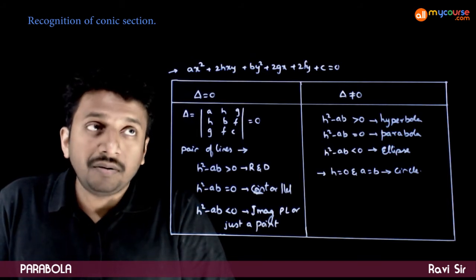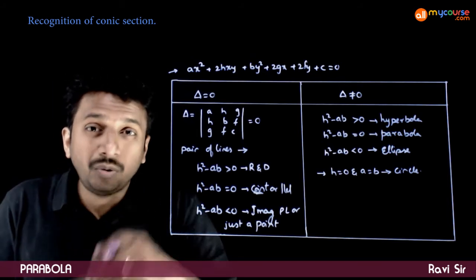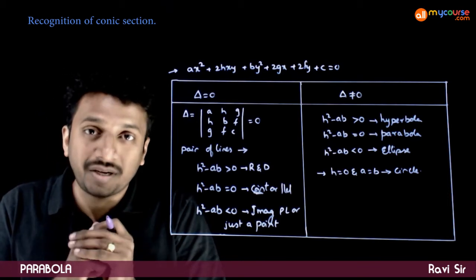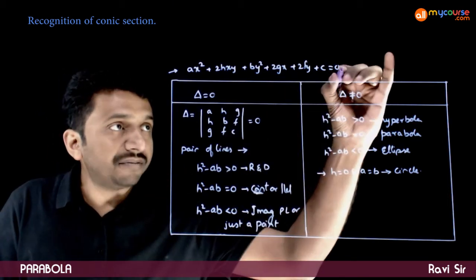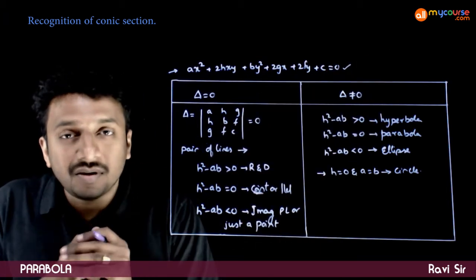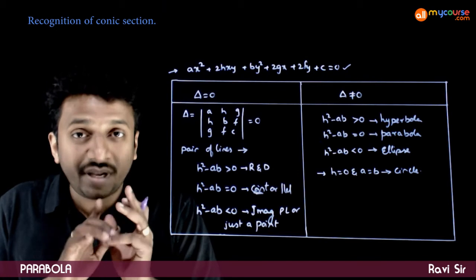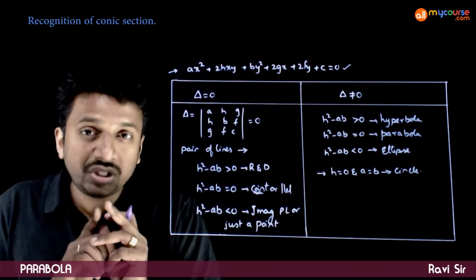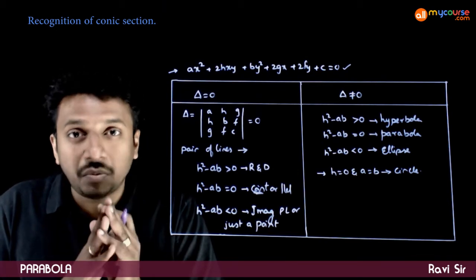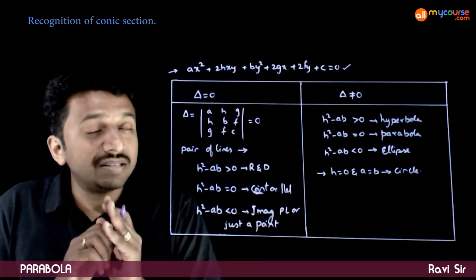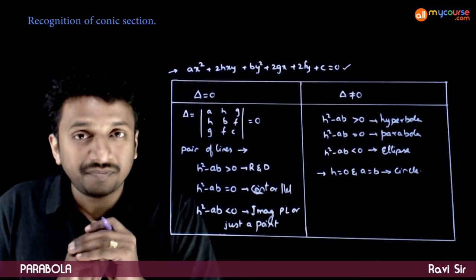Welcome students. In this video, let us look at how to recognize the nature of a conic. That is, if you have a general equation of the form ax² + 2hxy + by² + 2gx + 2fy + c = 0, we have understood that this represents some sort of a conic section.